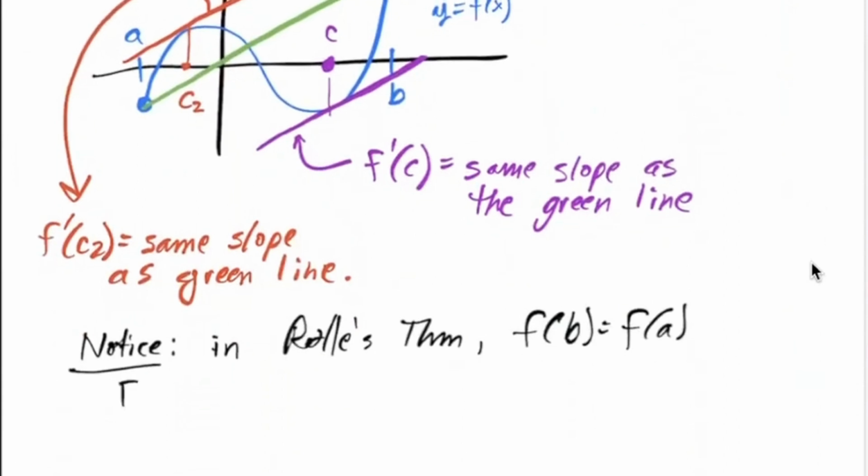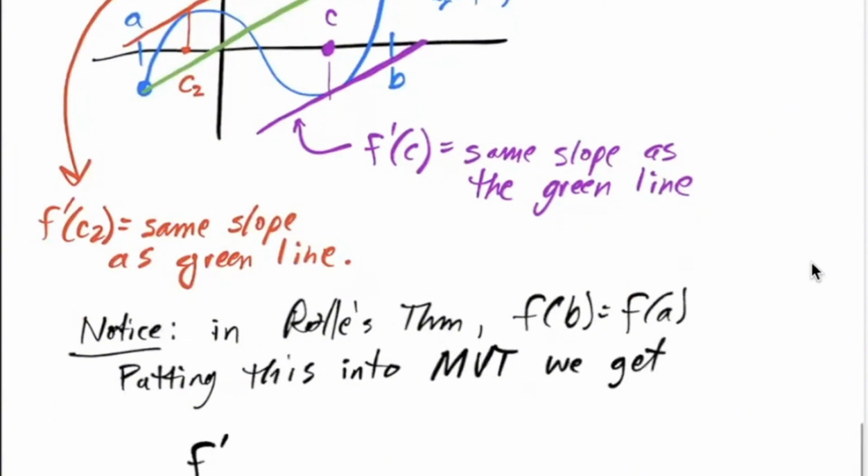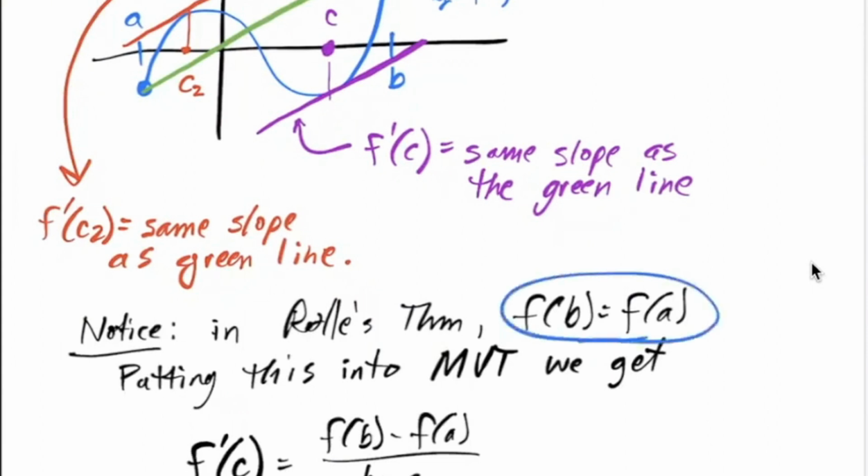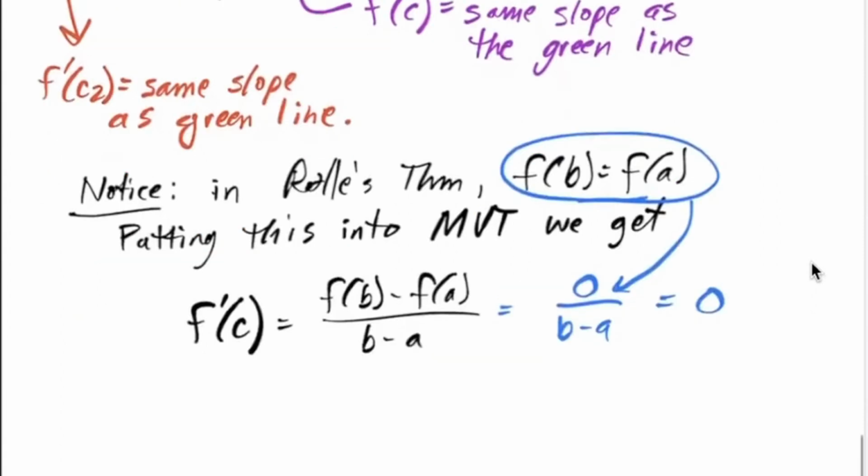So substituting, putting this into the mean value theorem, and I'm going to abbreviate mean value theorem as MVT, we get that the mean value theorem says there's going to be this c value between a and b, such that the derivative at c is f of b minus f of a over b minus a. But if we have that f of b equals f of a in Rolle's theorem, then this is going to be 0 over b minus a, which means it equals 0. And then we have Rolle's theorem there. So Rolle's theorem is just a special case of the mean value theorem.